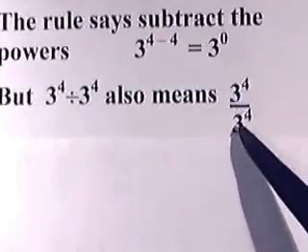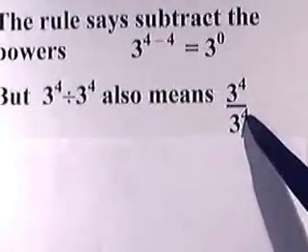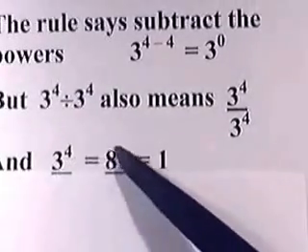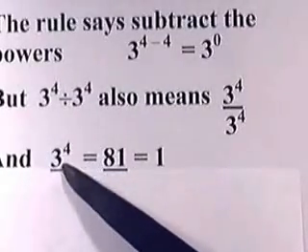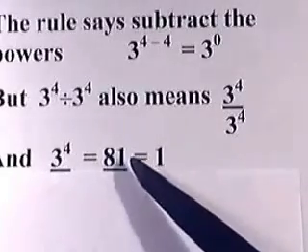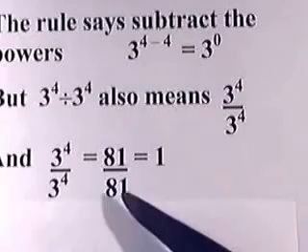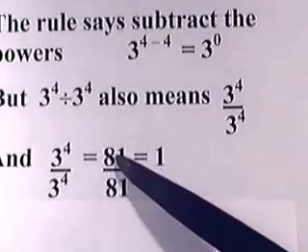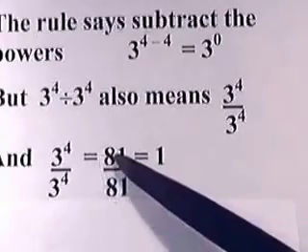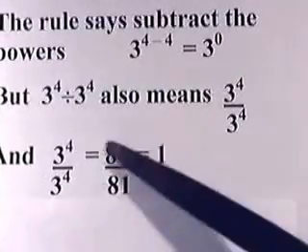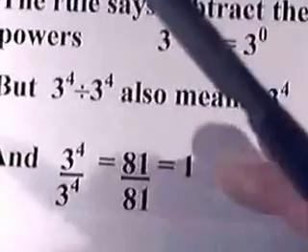It's 3 to the power of 4 divided by 3 to the power of 4. And this means 81. 3 times 3 is 9, times 3 is 27, times 3 is 81. And that is the same there. You have on the denominator 81, you have on the numerator 81. Well, when the numerator and the denominator are equal, then the whole fraction must be 1.